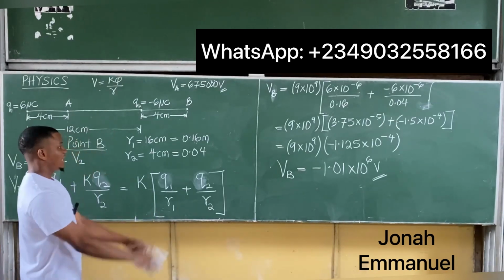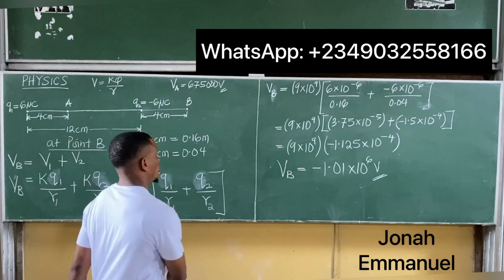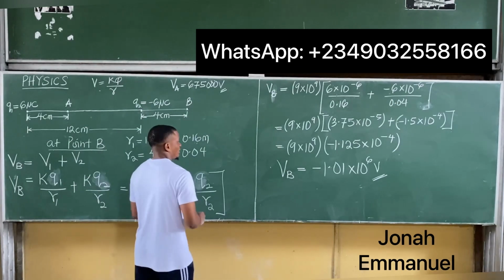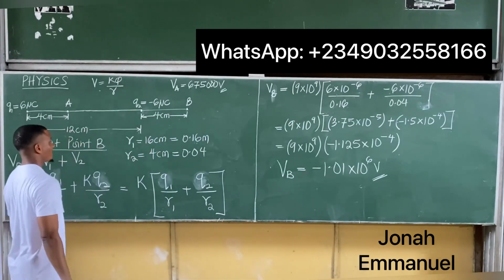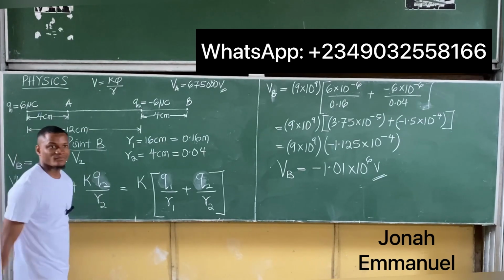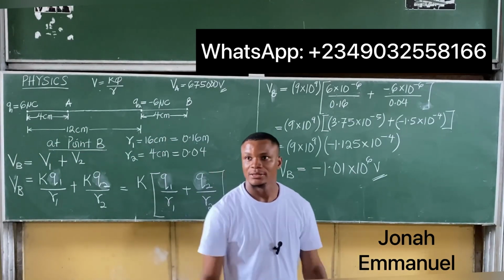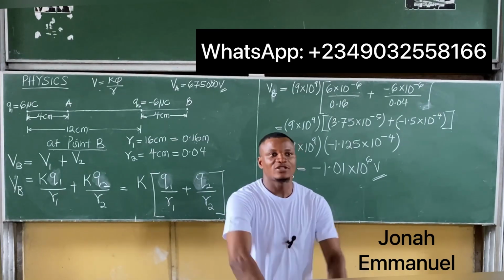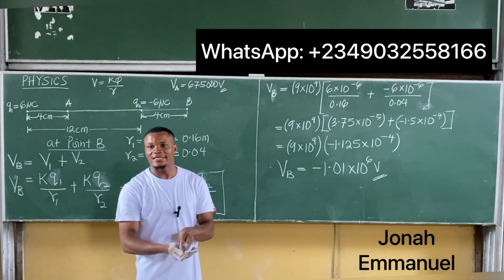All right. The last question: give an explanation for the potential at B. So what do you say? So it's negative. So what happens? Why is it negative?